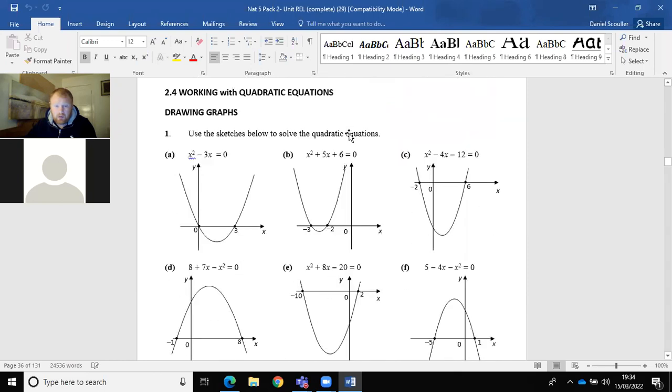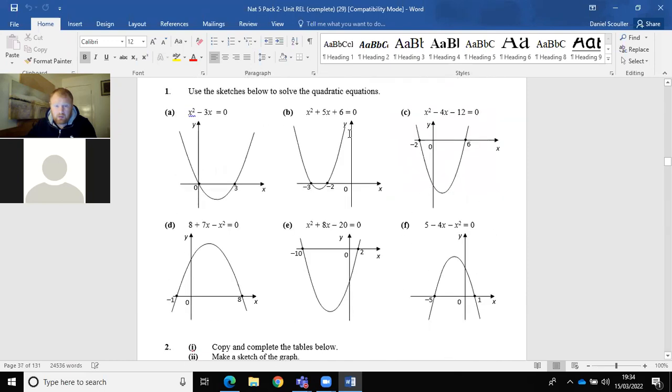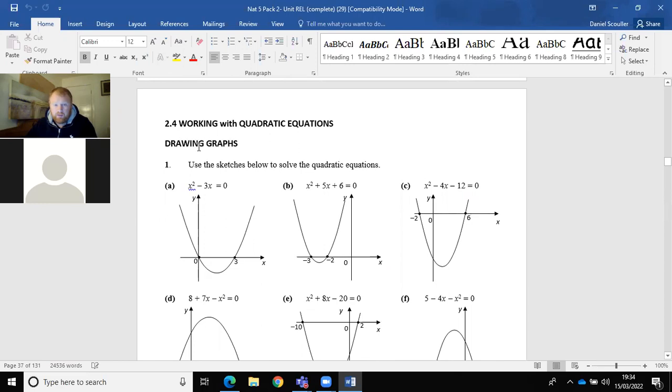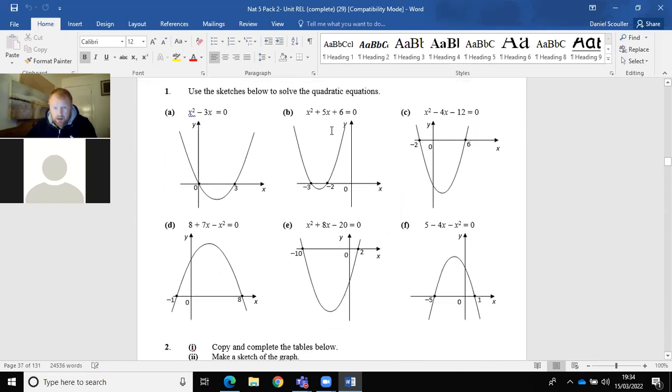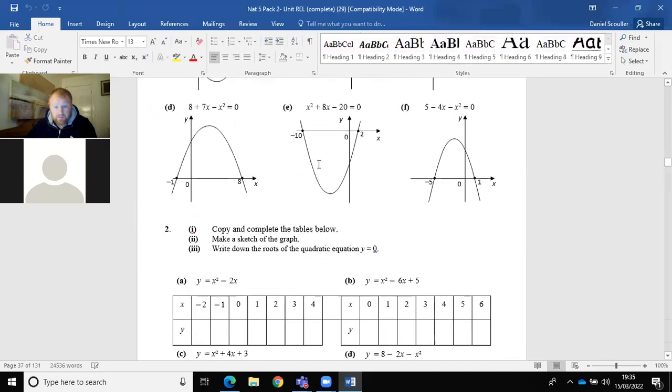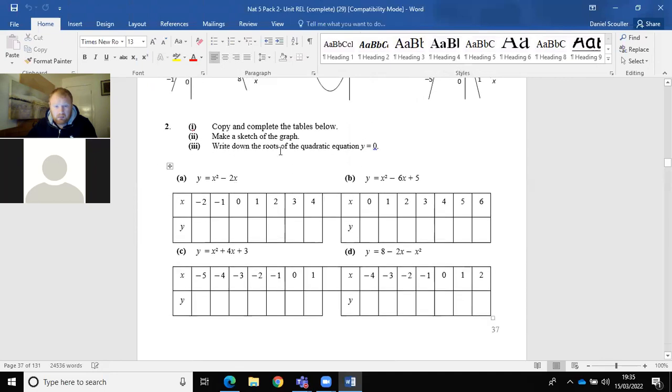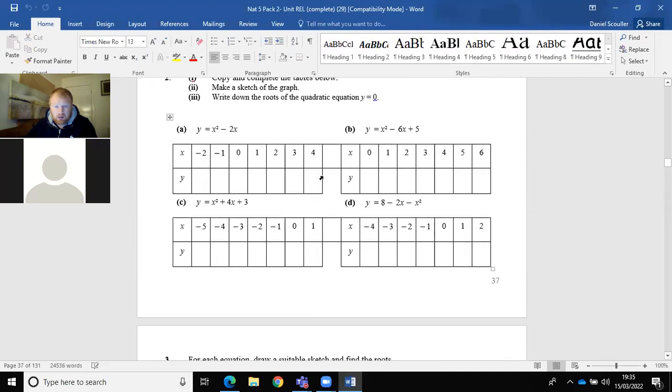Miss question 2 out. So 2.4, question 1. It's giving you the answers, but it's asking you to actually just work through it. So these will be factorizing questions. So just working through those factors to make sure you can find out those roots so that this graph makes sense to you. This you can do if you want.